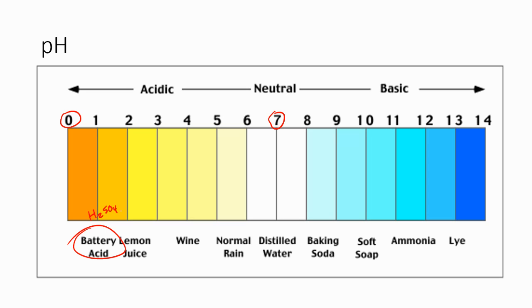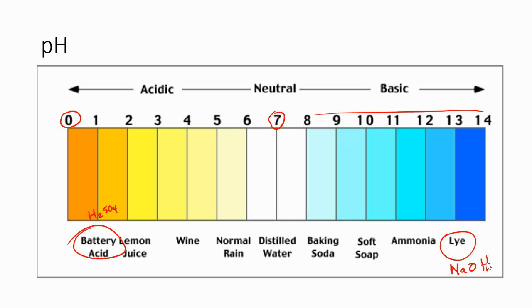pHs can even drop if the acid is concentrated enough and strong enough. pHs can actually drop below 0 and provide a negative pH. It's possible for that to happen. pHs above 7 are considered to be basic, and these would be things like hydroxides. So if you look at the end of this scale, lye is essentially sodium hydroxide. And when it is concentrated, it's going to have a very high pH.